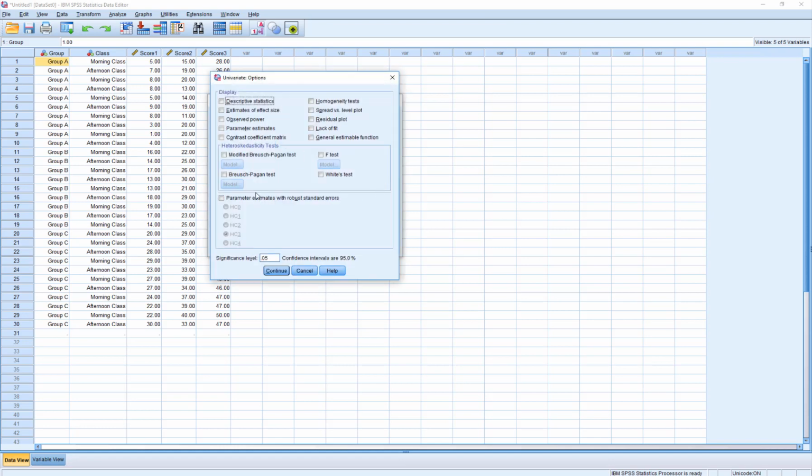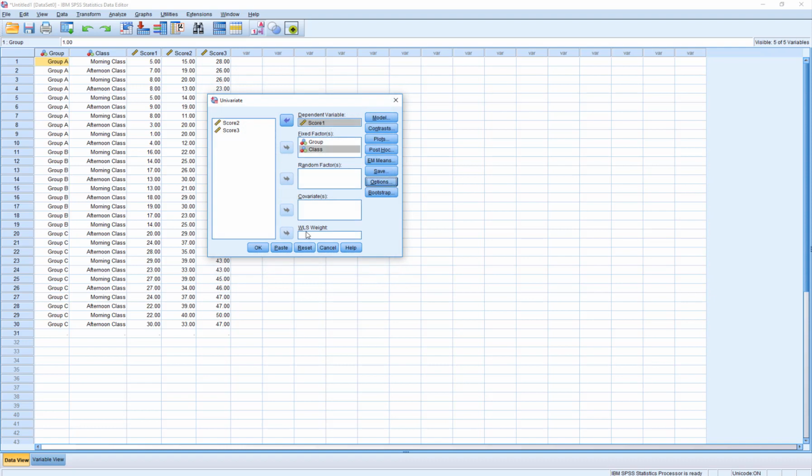The options on the univariate ANOVA are different than the one-factor ANOVA, as you can see already. Descriptive statistics, estimates of effect size, which tells how strong the difference is between groups, and observed power. Power tells us how likely you are to find a significant difference if there actually is a difference. Continue.